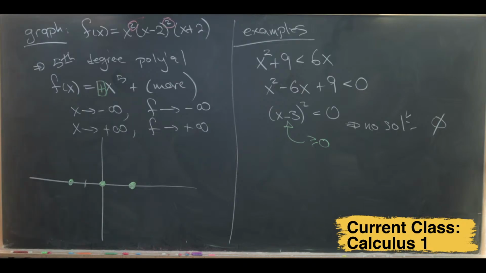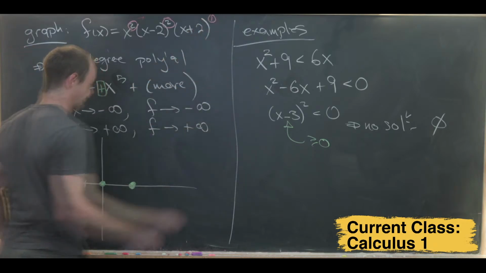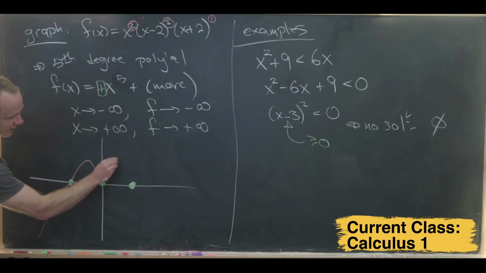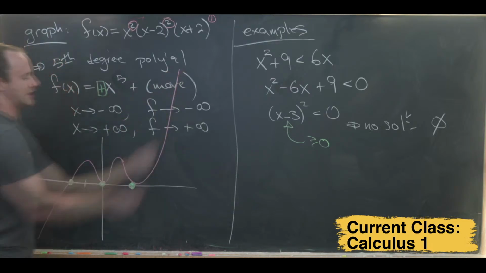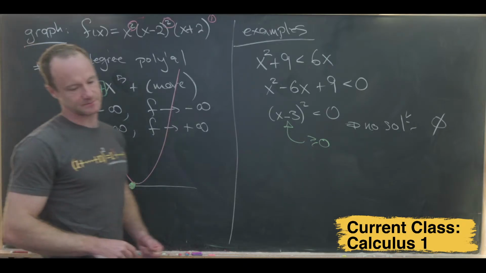Okay, so let's see how we could do this. It's going to go straight through x equals minus 2 because this is of odd degree. Then it'll turn around here at x equals 0, and also turn around here at x equals 2 and then go up to infinity. So maybe the picture would look something like this.